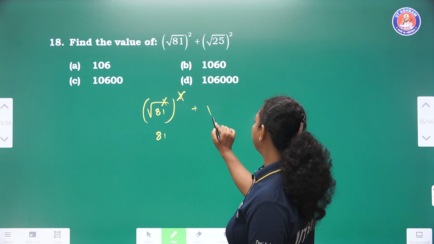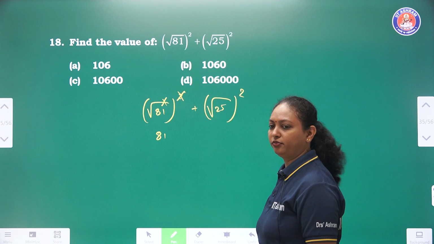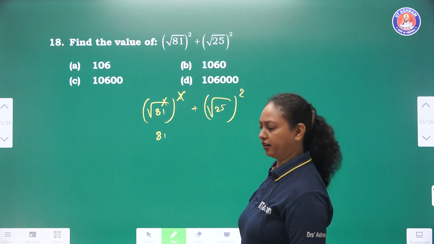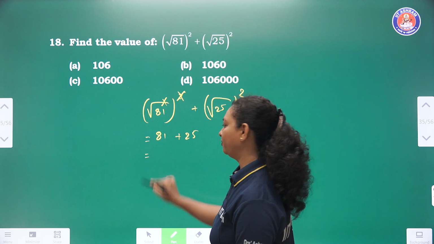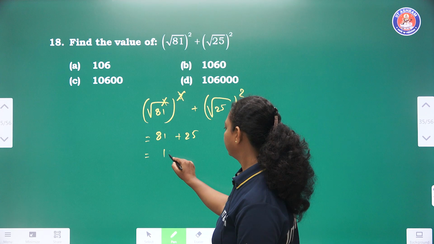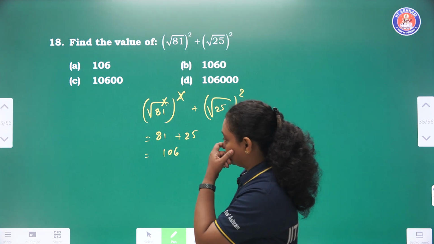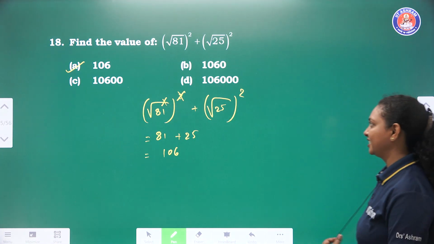Same way here, you have to find the square root of 25 square. Again the square and square root cancel out, so what remains? Only 25. So simply you have to add 81 plus 25. What is it? 106. So which option is correct? 106. Okay?